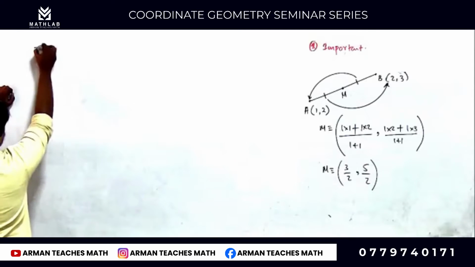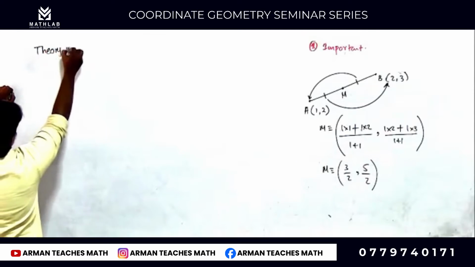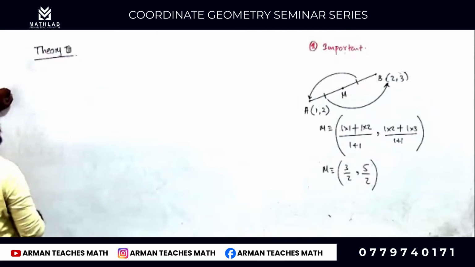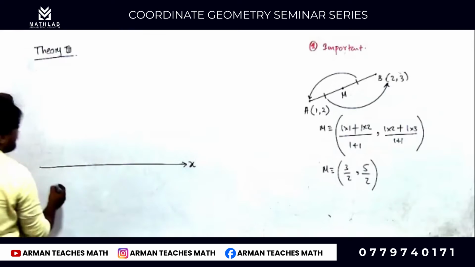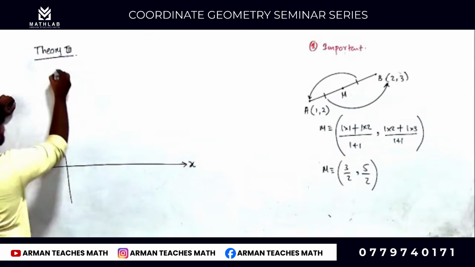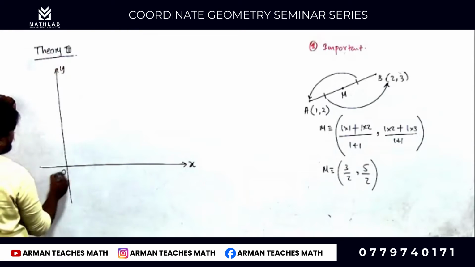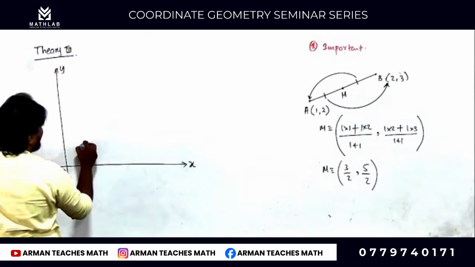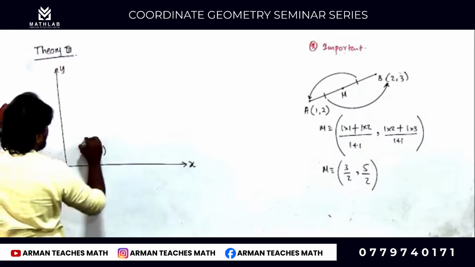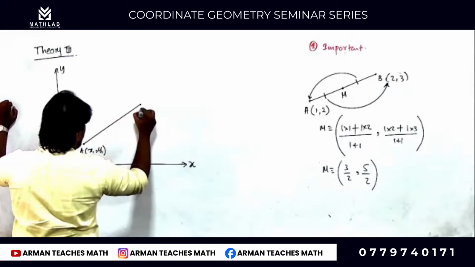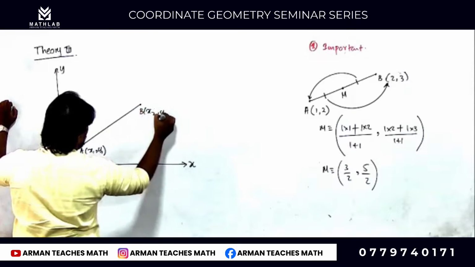Theory 3. So let's take a xy coordinates plane like this. Origin. There's a capital A point (x1, y1), and there's a capital B point (x2, y2).